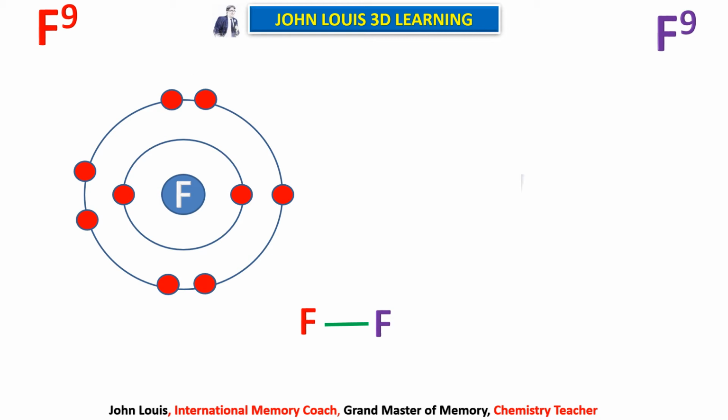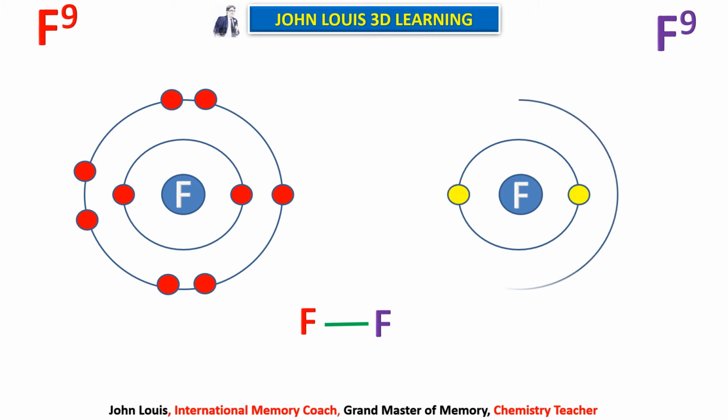Now let us take one more fluorine atom. This is the fluorine nucleus. 9 protons and some neutrons will be present in the nucleus. In the same way, the 9 electrons will be filled up in their orbits. First 2 electrons will be filled up in the first orbit. The remaining 7 electrons will be filled up in the second orbit. 1, 2, 3, 4, 5, 6, 7. Now we need to see how these fluorine atoms gain 1 electron each.